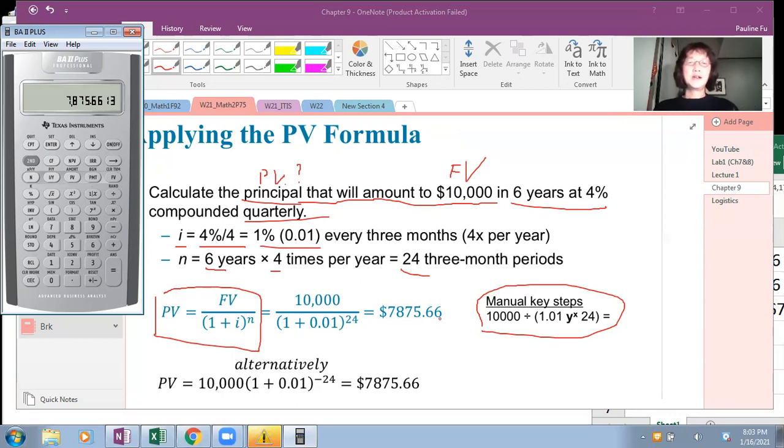Okay, and now if you want to use the financial calculator, how do we do it? So second quit. First set PY equal to 4, CY equal to 4, because it is compounded quarterly. So second PY 4, enter, down arrow key, CY 4, second quit, and now enter the future value 10,000.